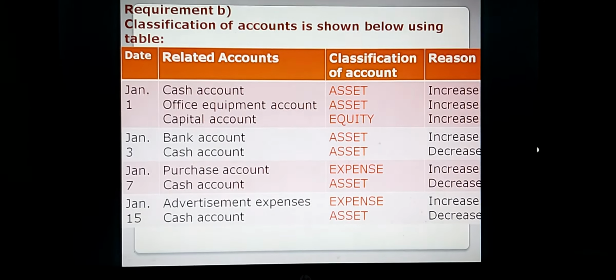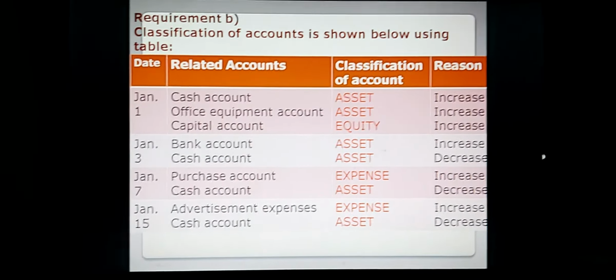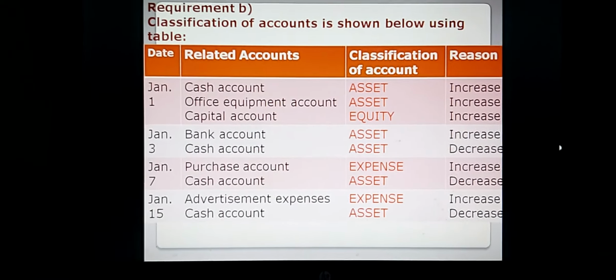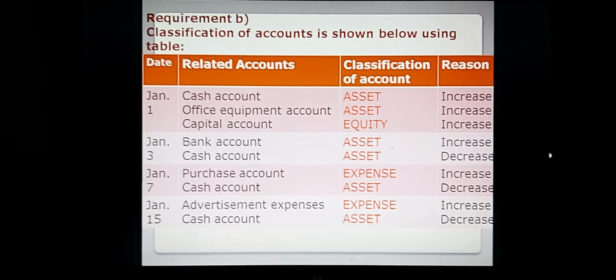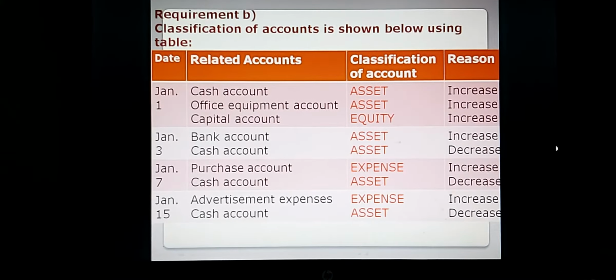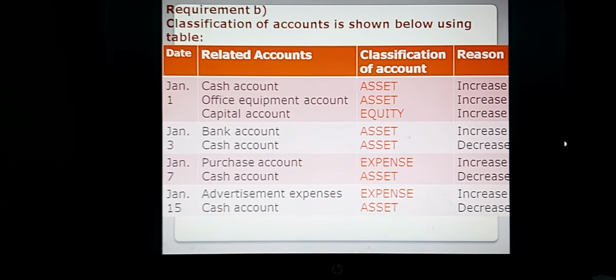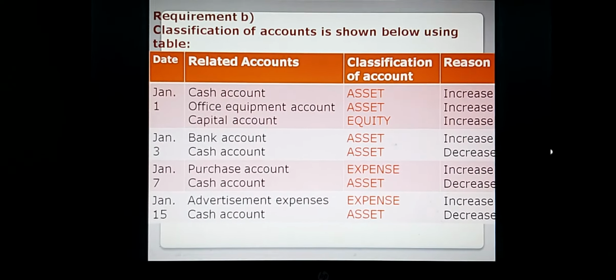So purchase account is one kind of expense account, and another account in this transaction is cash account. So purchase, one kind of expense, then expense increases, cash has gone from business, so asset has gone. So classification of account: asset, and reason: decrease.